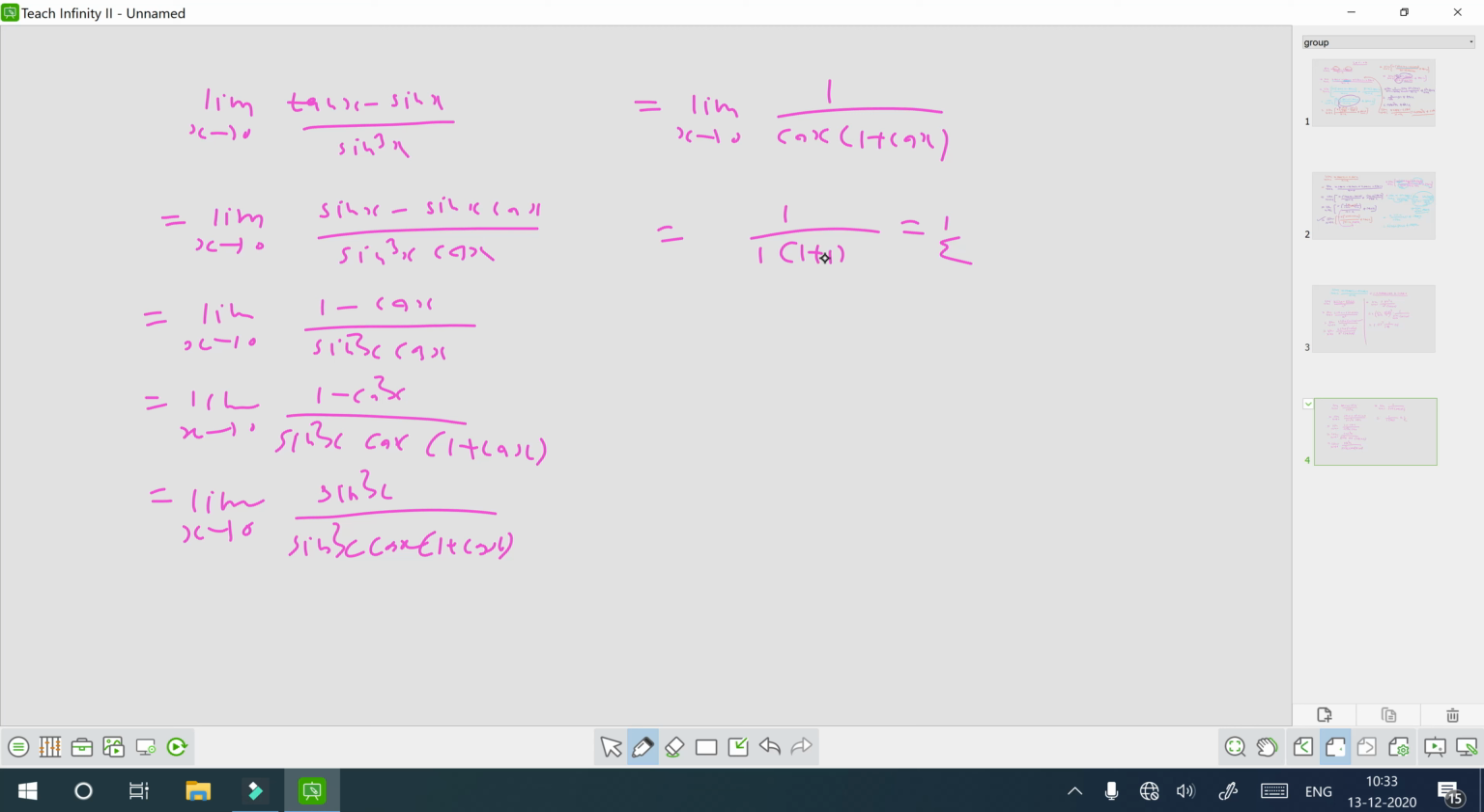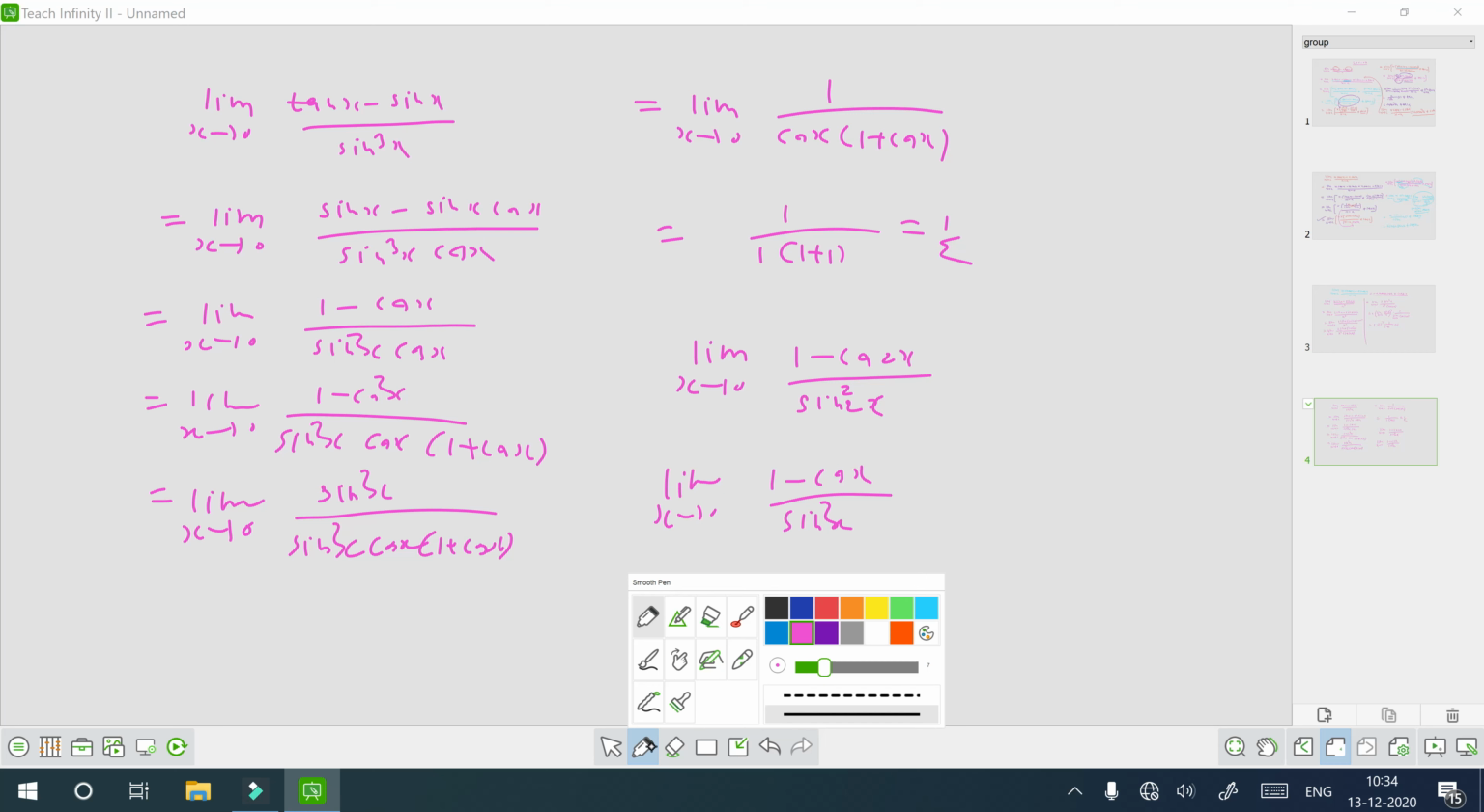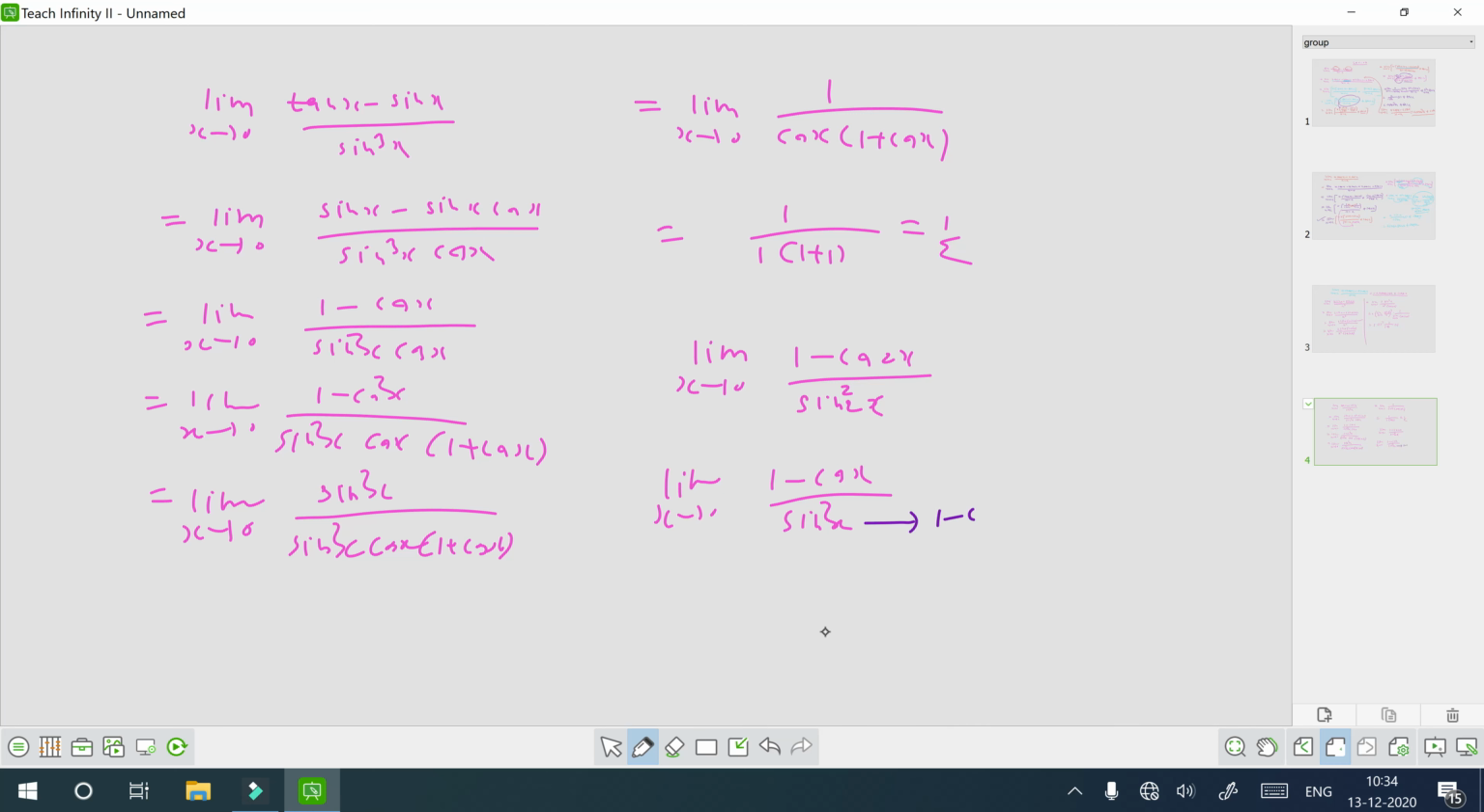Clear? On the same line, let us leave this example for you. Limit x tends to 0, 1 minus cos 2x over sin squared 2x. The hint is: convert this sin square into 1 minus cos square x, factorize, one of them gets cancelled. 1 minus cos squared 2x, factorize and cancel it. Clear? So this one is for you.